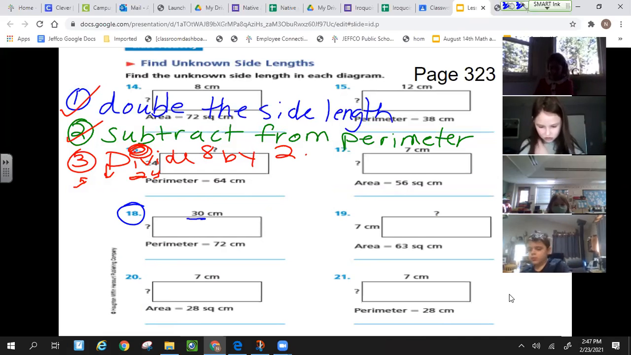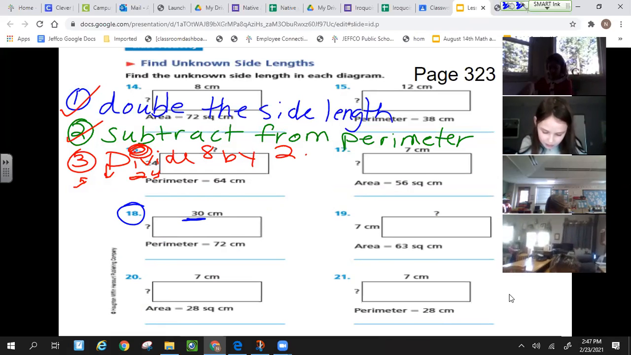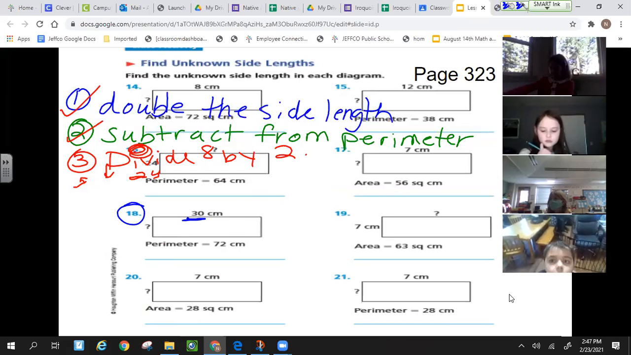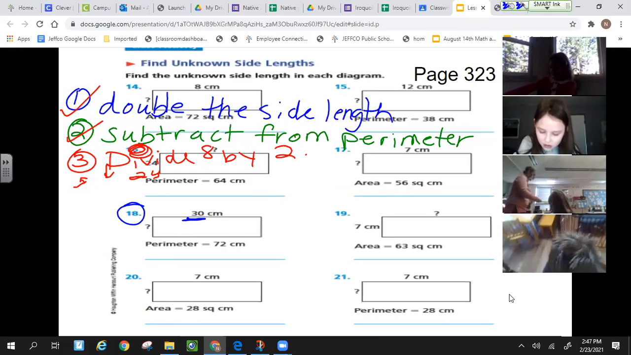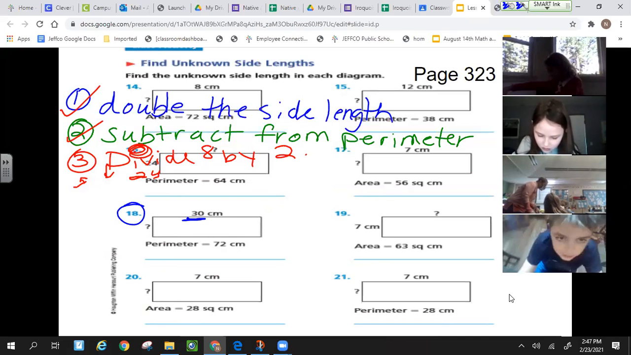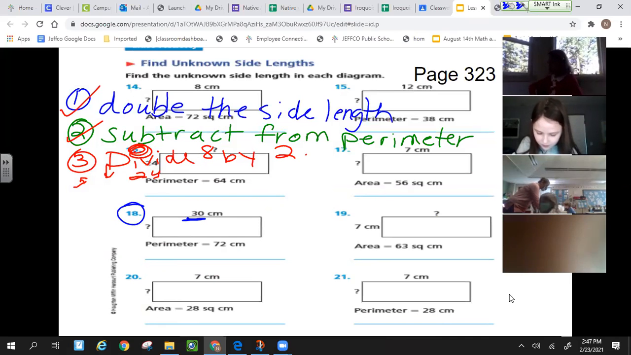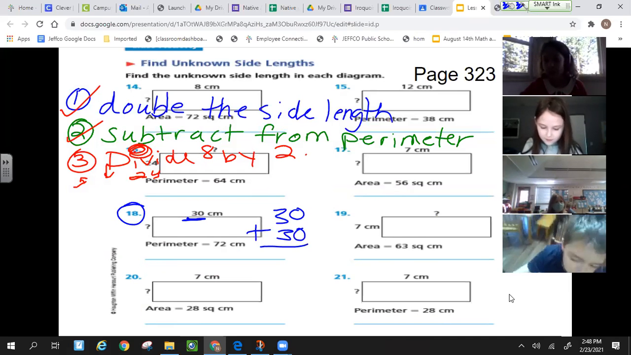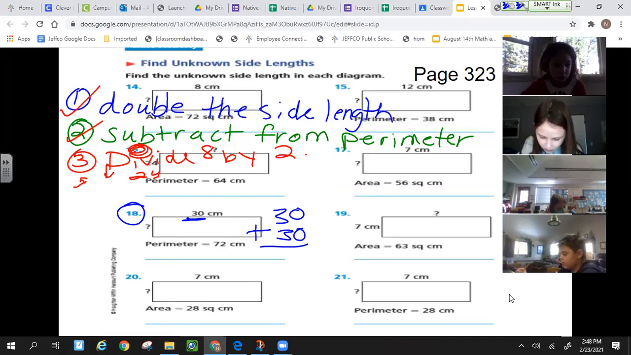What do I do? How do I double the side length? What's the side length? So I double it. How do I double something? I could do 30 times 2, or you could add it. Let's just be easy and double it. If you want to do 2 times 30, you can get the same answer. I just want to try to be more simple. We're doubling 30. What did you get? 60.